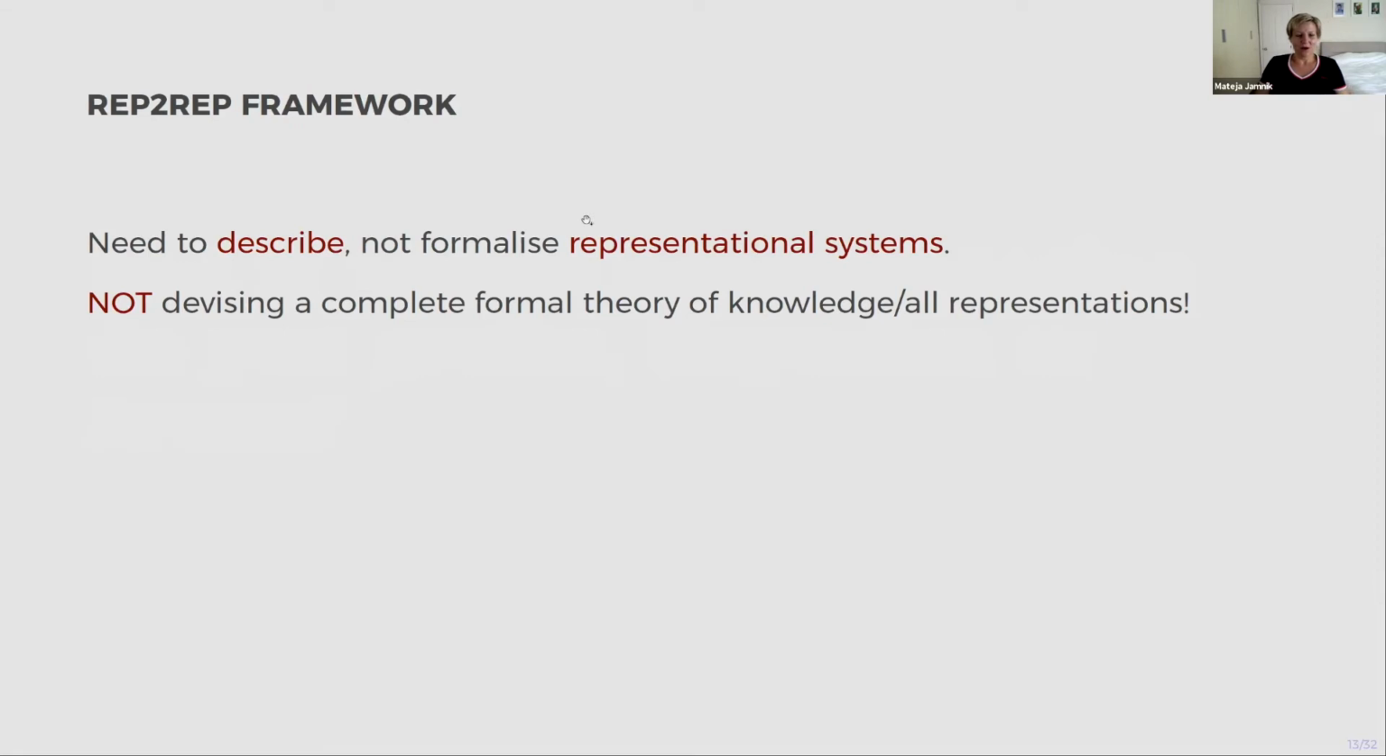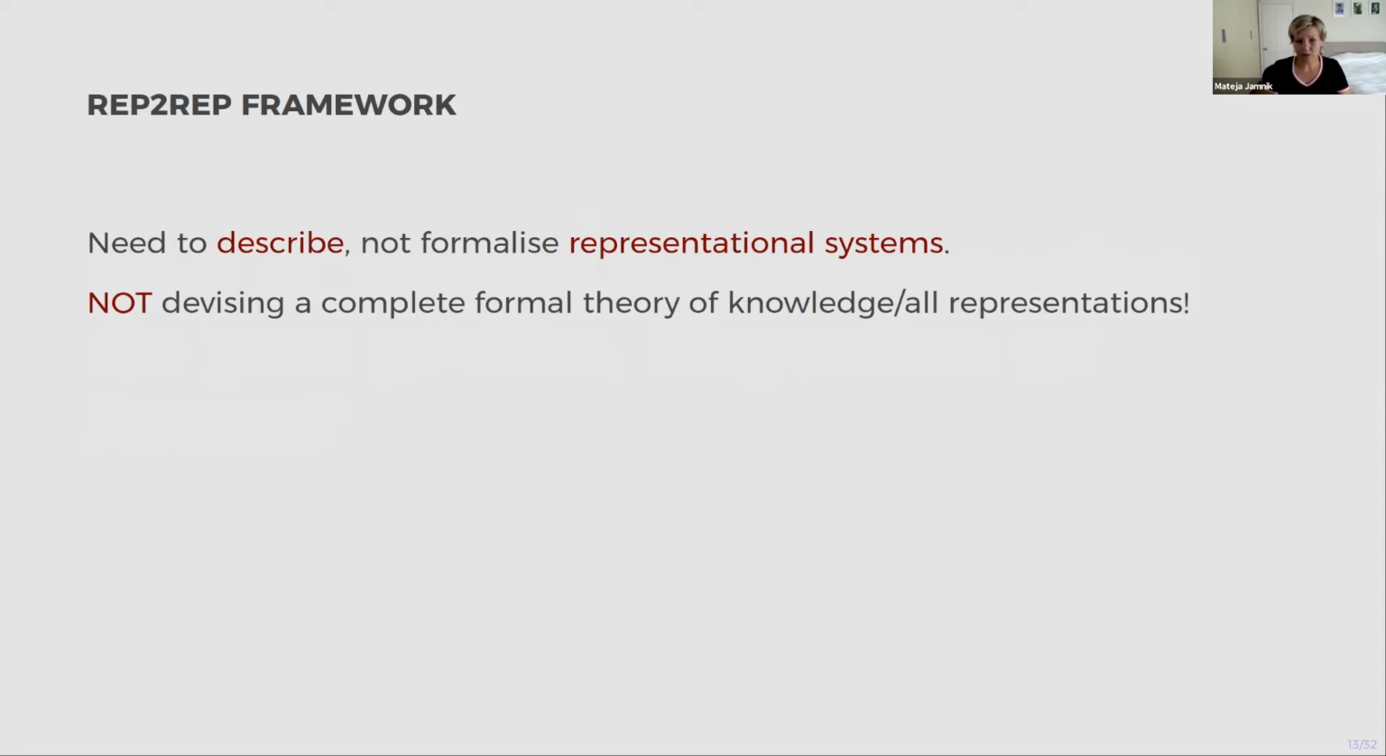Okay, so we want to basically build this kind of framework, which we call rep to rep, where we are able to even talk about these kinds of issues, so where we can even talk about describing the representations and then making some analysis and algorithms that are going to enable us to select the appropriate representation.